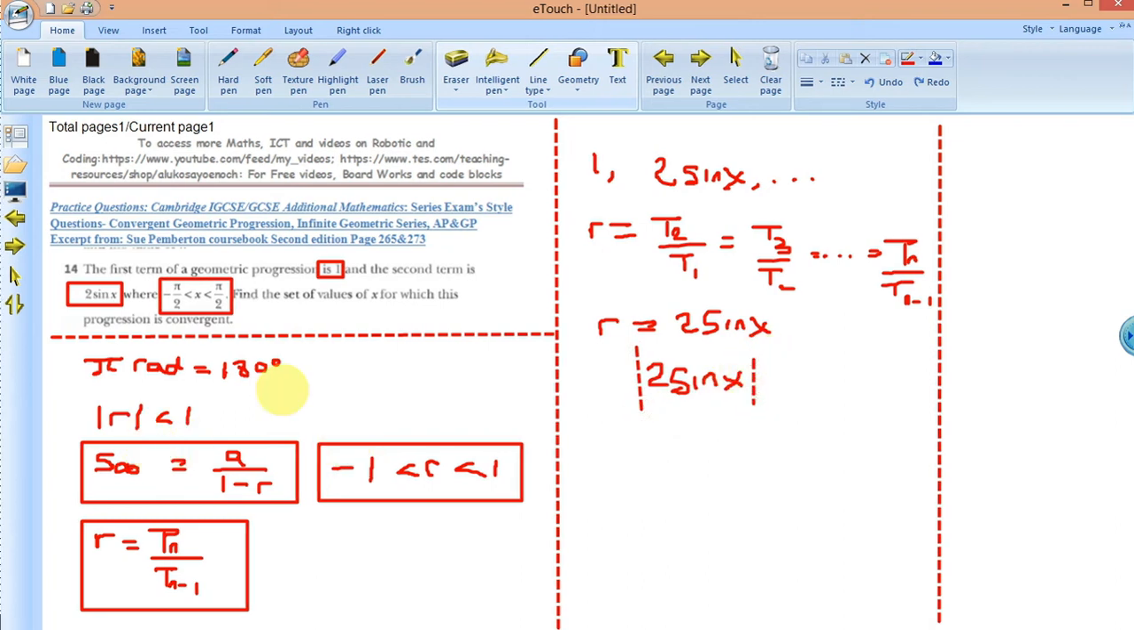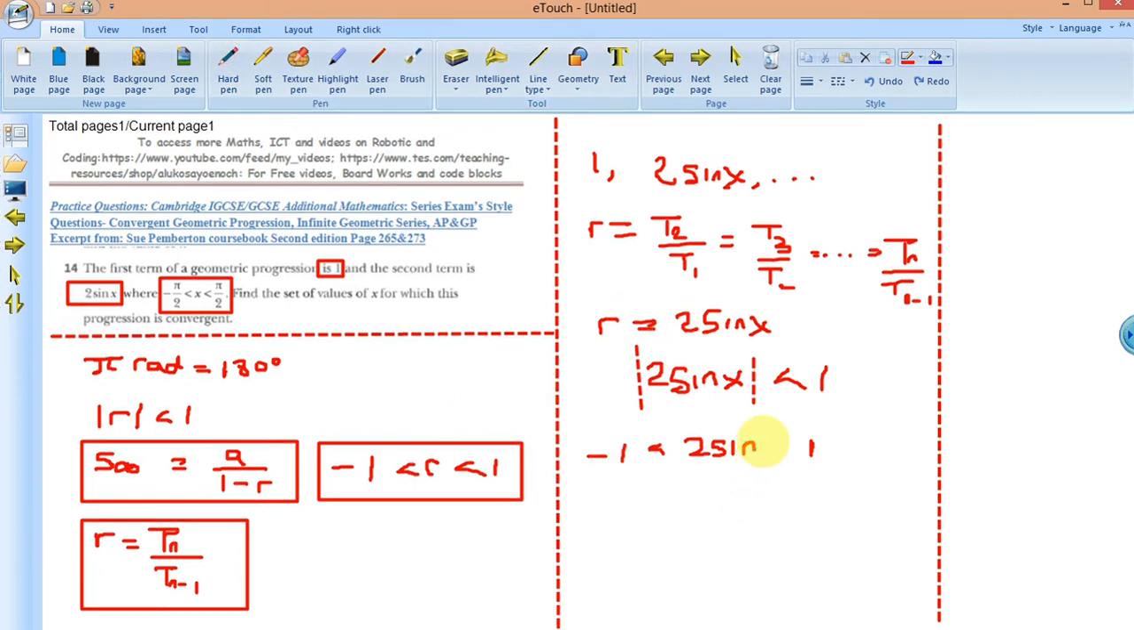So that is the absolute value of r less than 1. So the implication of that is minus 1 less than 2 sine x, then less than 1. Okay, guys, I'm actually looking for the set of values of x for which this progression is convergent, meaning that I need to find x. Sorry about that, x is missing. Let me just put my x here. So I'm looking for the value of x.